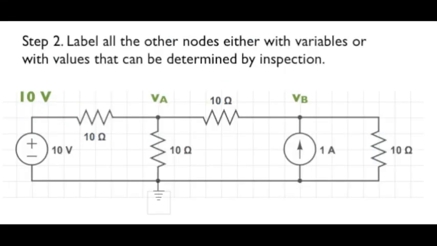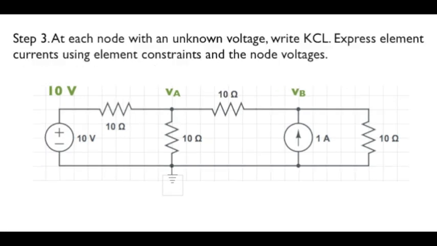Having identified a reference node, the next step is to label all the other nodes, either with an unknown node voltage to be solved for, or if we can see the value of the node voltage by inspection, simply label it with that value. In this circuit, the junction point between the 10-volt voltage source and the adjacent 10-ohm resistor corresponds to a known voltage. We see a 10-volt voltage source connected between that node and the reference node, so we can simply label it with 10 volts. But the other 2 nodes are labeled with V sub A and V sub B, and we will solve for those.